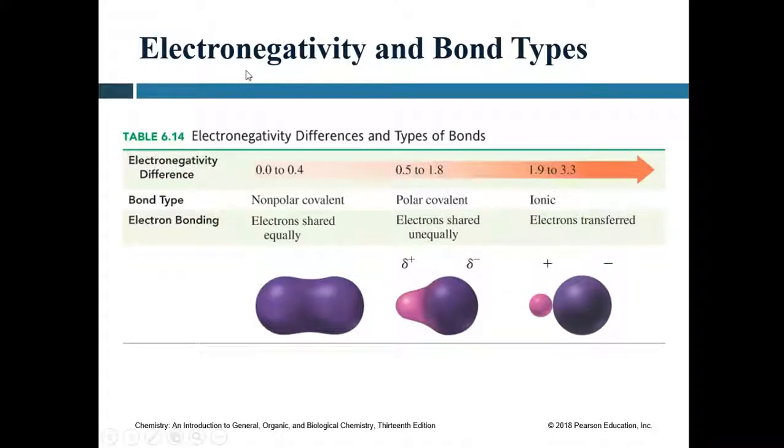So you will notice here, this table 6.14 has a nice representation. Equal sharing of electrons. The purple represents where the electrons are hanging out. If it's polar covalent, the electrons are more hanging out in this larger purple area and not so much in the pinkish or mauve color. Whereas with an ionic bond, those electrons aren't even shared unequally, they are transferred. The electron from here goes over to here. So it's going to be a stronger attraction, a stronger bond.